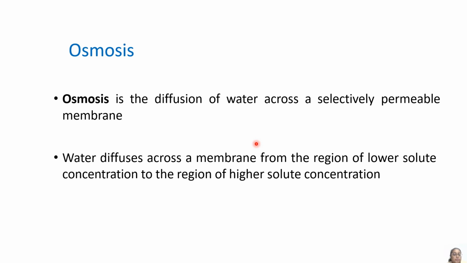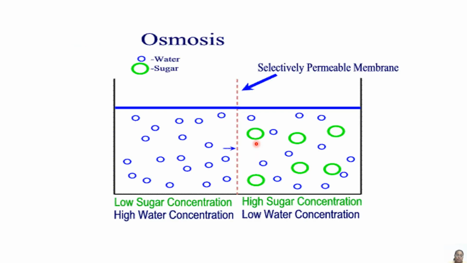Then you move to osmosis. Osmosis is the diffusion of water across a selectively permeable membrane. Water diffuses across the membrane from the region of lower solute concentration to the region of higher solute concentration. If you see over here how osmosis happens, in the middle we have a selectively permeable membrane. Water is over here, sugar is over here, right? Here we have a higher concentration of water but low concentration of sugar, whereas here it is exactly opposite.